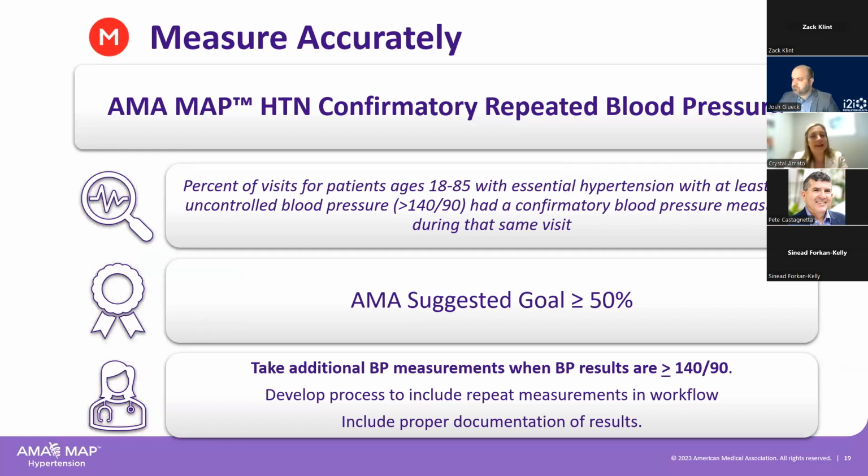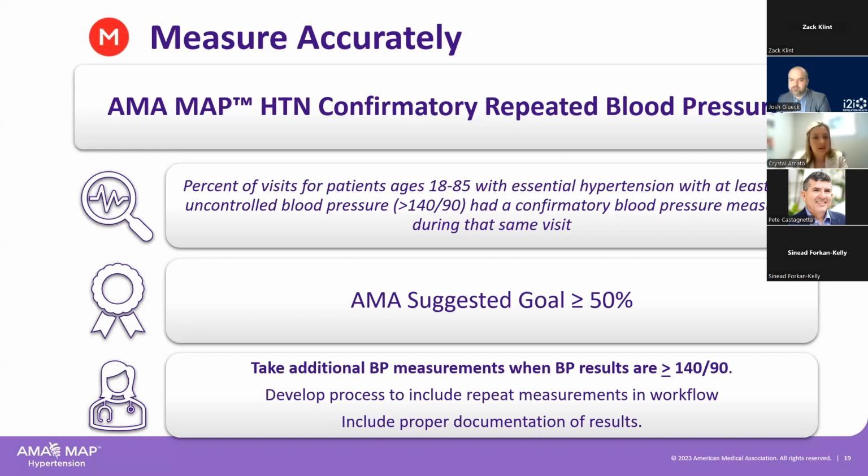Now let's talk about the individual AMA MAP hypertension process metrics that will help guide your efforts toward blood pressure control and improvement. The first is the AMA MAP hypertension confirmatory repeated blood pressure, and this corresponds to measure accurately. This measure is looking at the visits for patients who are ages 18 to 85 with hypertension, with at least one uncontrolled blood pressure documented during that visit. During these visits, we're wanting to ensure that patients receive a confirmatory blood pressure, and that it is documented. So we recommend setting a goal of at least 50% for this measure.